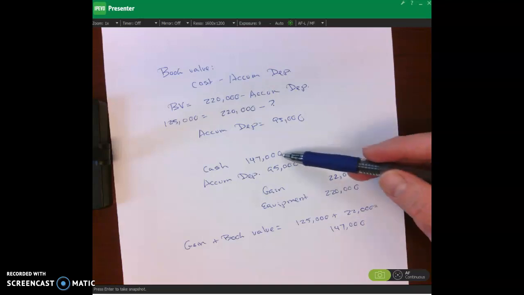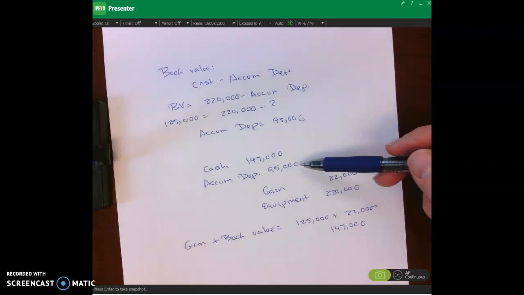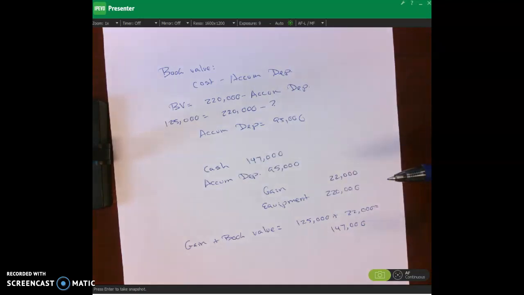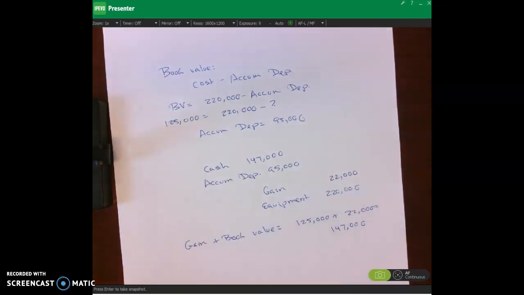So the way to solve for the missing debit to cash, because we know we are going to debit cash, is by taking the 220 plus the 22 minus the 95, which gives you the missing debit of 147. That's how much cash you sold it for. This is kind of a long way, but it really shows you exactly what's going on.